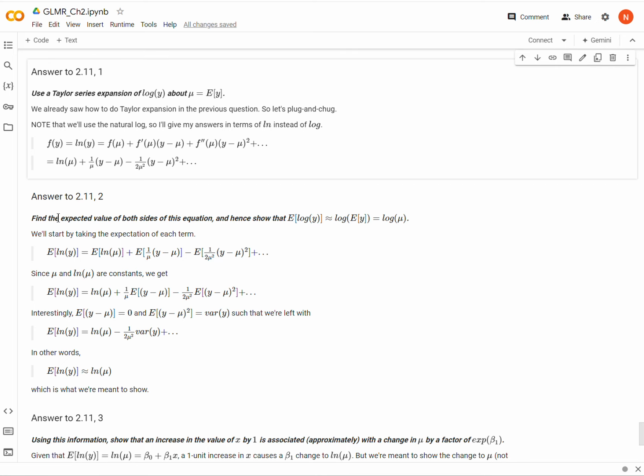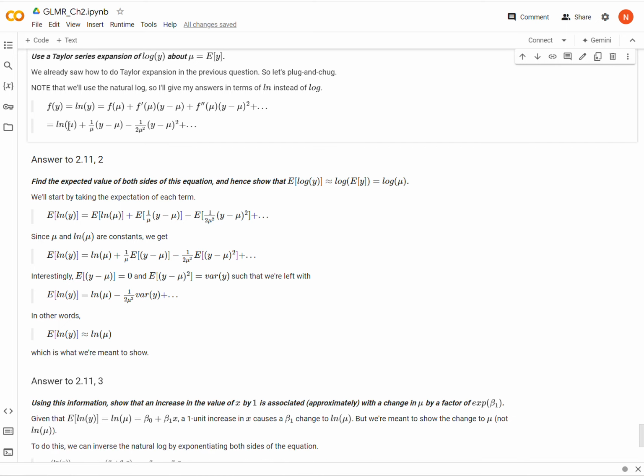And now, in part two here, we're meant to take the expected value of both sides of this equation, both sides being natural log of y and then the other side being this right here, and show that the expected value of the log of y is approximately equal to the log of mu, or the log of the expected value of y. Okay, so notice that it is approximate. It is not completely equal, but let's just start plugging through this.